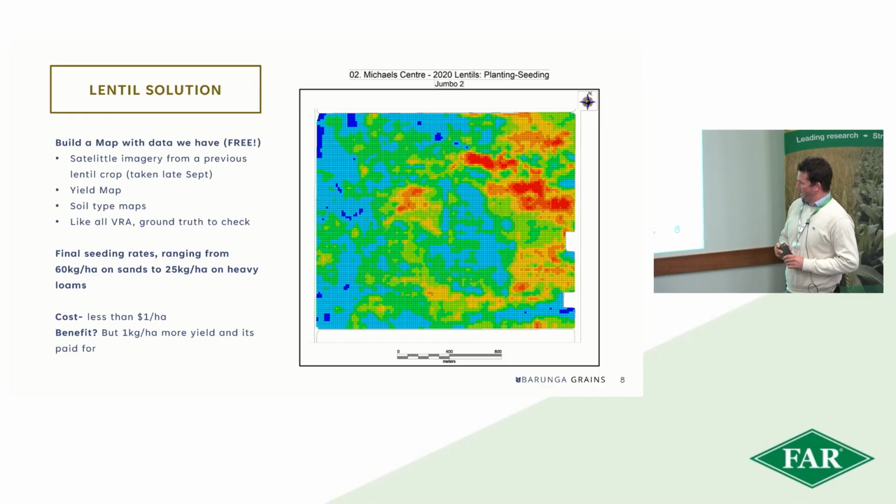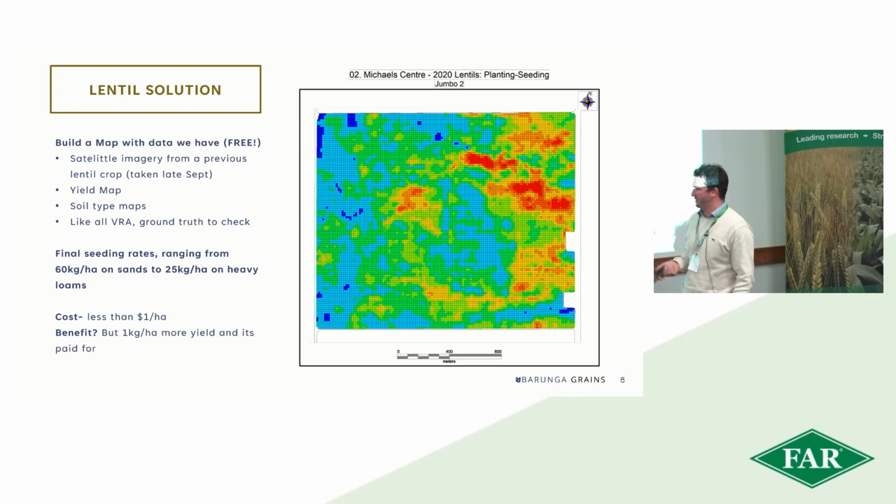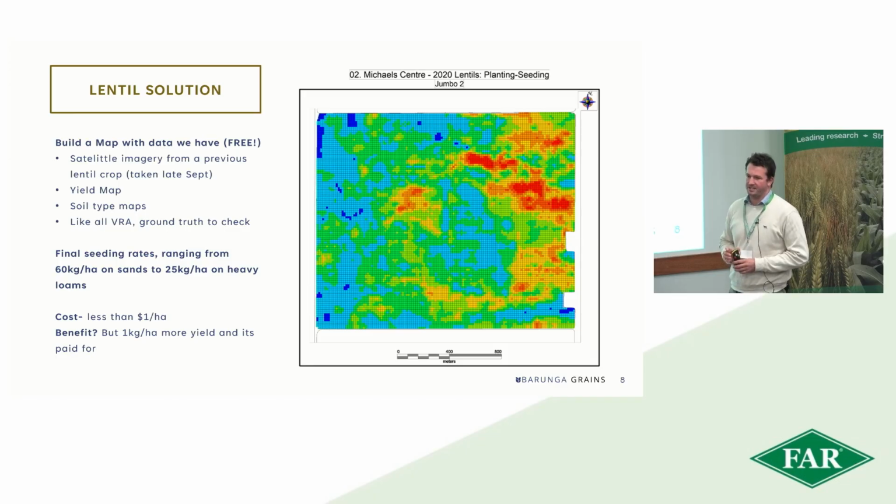So final seeding rates for lentils: 60 kilos a hectare on sands and down to 25 kilos a hectare on loams. So something like that, a little strategy, costs next to nothing. $1 a hectare probably. You can generally get the satellite imagery for free if you know where to go. Benefit: it's very hard to tell how much benefit we're getting, but at $1 a hectare, it's not going to take much to pay it off.